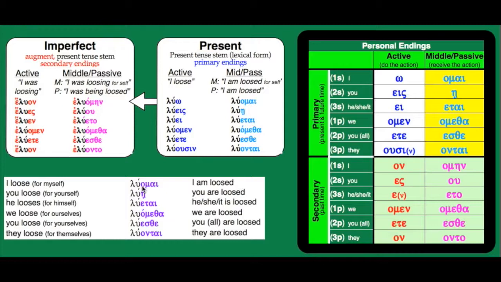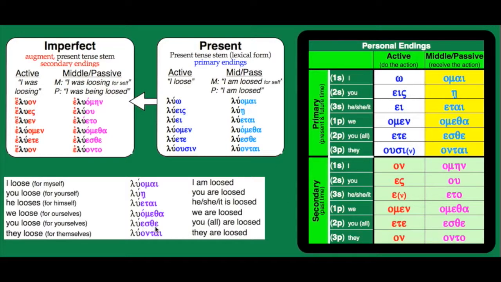Lu amai means I am loosed, right? It's happening to me in the present time. So it's passive, but it's also present time. Lu amai. Lu a, now it's happening to you. You are loosed. Lu a. Lu atai means he, she, or it is loosed. Lu amatha means we are loosed, because it's first person plural, right?